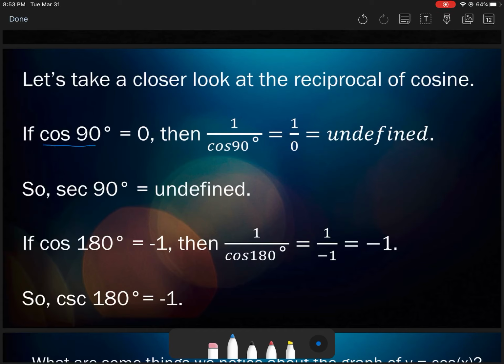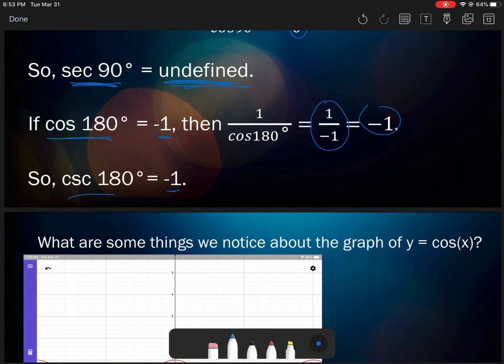Cosine of 90 degrees is equal to 0. Therefore, 1 over cosine of 90 degrees, same as 1 over 0, is undefined. So secant of 90 is going to be undefined. What do you think we're going to have then at that point? We're going to have an asymptote. Cosine of 180 degrees is equal to negative 1. So 1 over cosine of 180 is equal to 1 over negative 1, which simplifies to negative 1. So the secant of 180 degrees is negative 1.